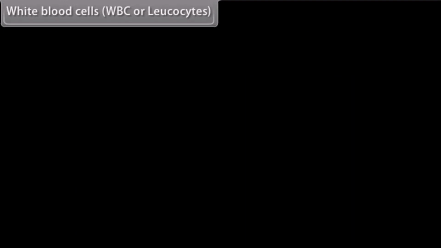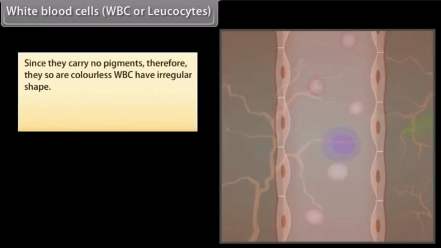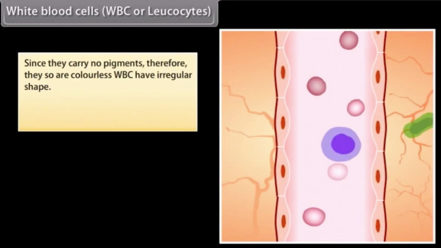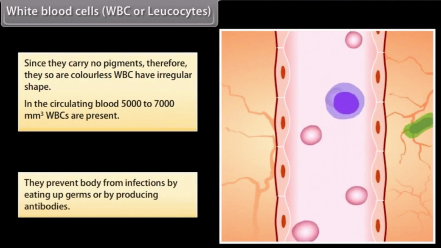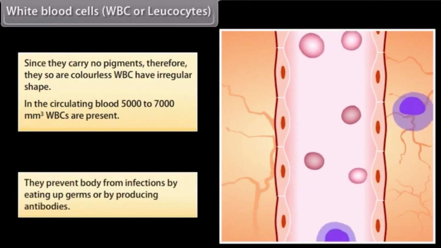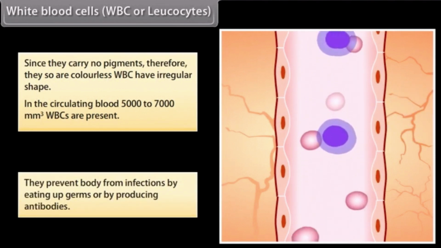White blood cells, WBC, or leukocytes. Since they carry no pigments, they are colorless. WBC have irregular shape. In the circulating blood, 5,000 to 7,000 per mm3 WBCs are present. They prevent body from infections by eating up germs or by producing antibodies.